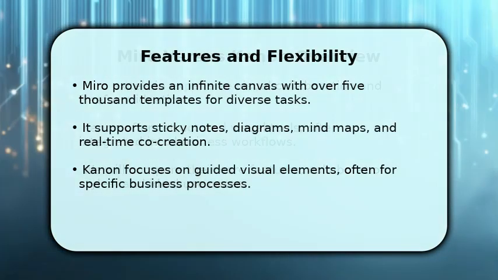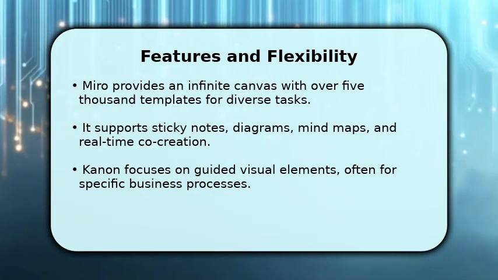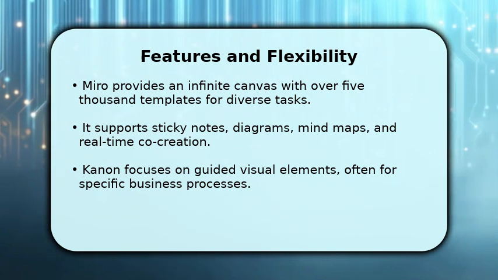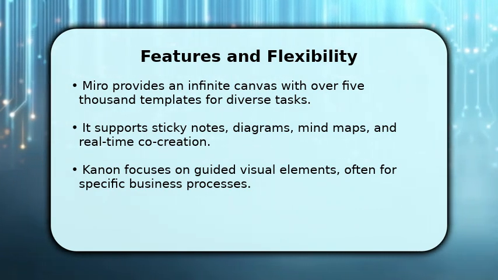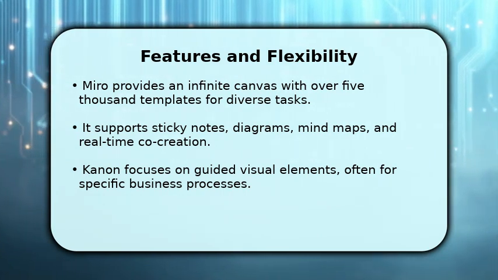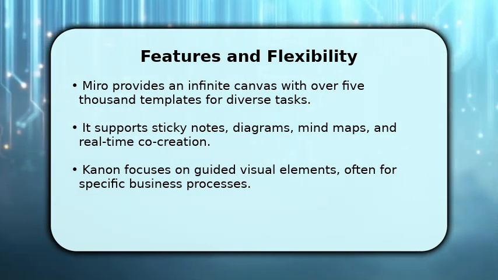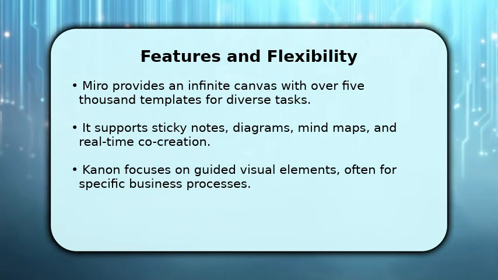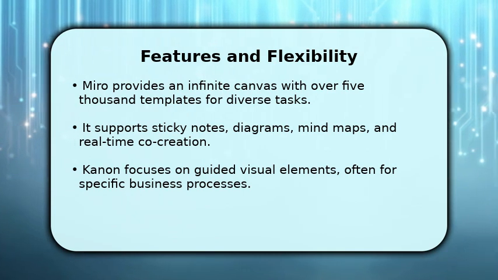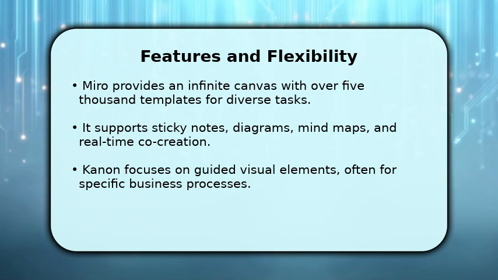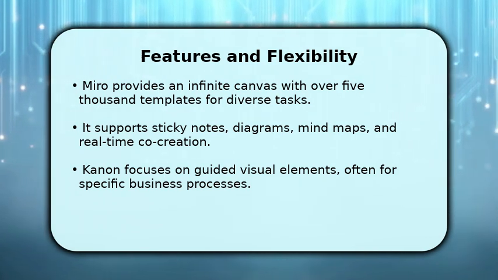Miro offers an expansive, infinite canvas, providing unparalleled freedom for visual thinking. It boasts a library of over 5,000 templates, from brainstorming to agile planning, supporting diverse activities like mind mapping and diagramming. Kanon, conversely, tends to offer a more structured visual experience. Its features are often tailored for specific business workflows, providing guided templates and integrated data visualization, which can be beneficial for focused tasks.